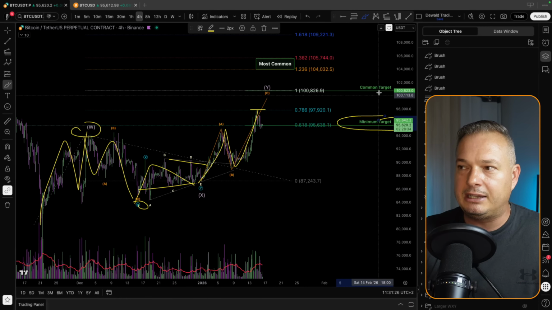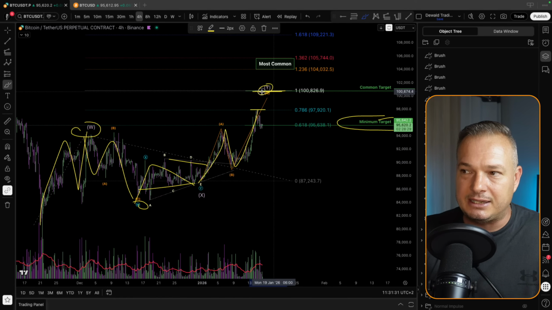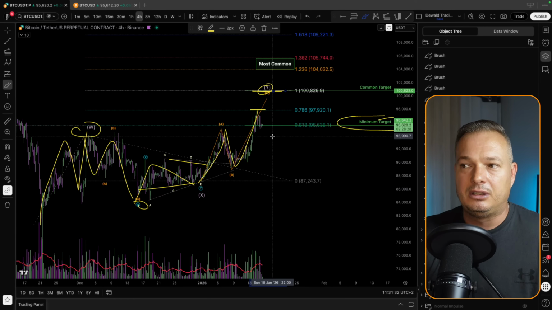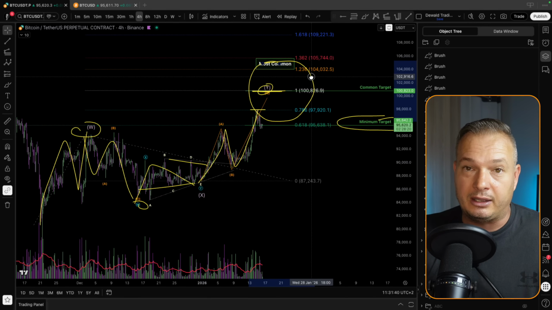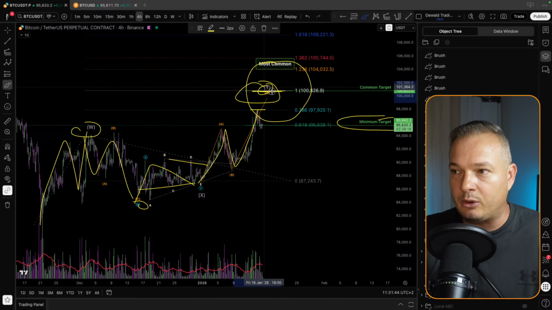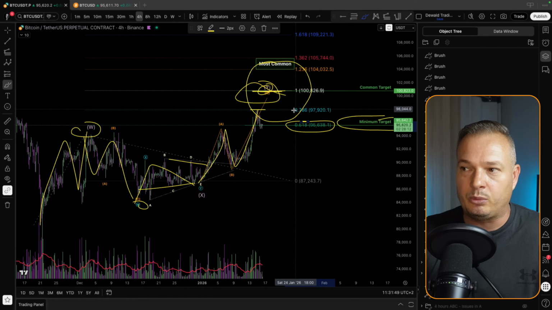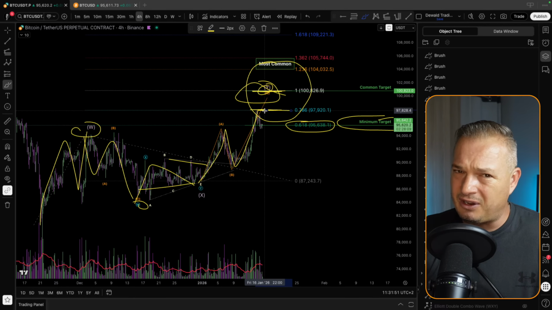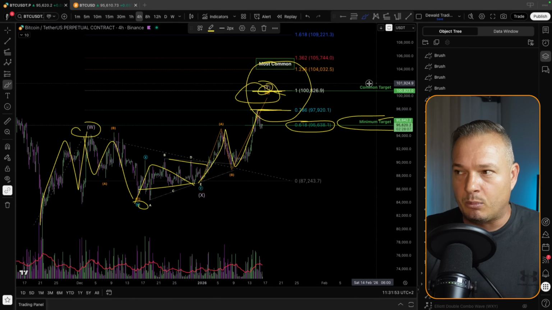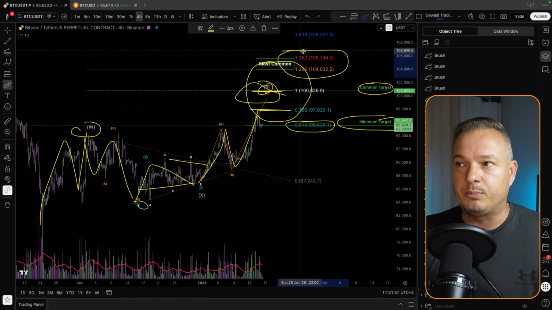Minimum target already claimed. The most common Y wave target is actually the 1-to-1 extension, but we are already inside of the Y wave target area. It can reject at any moment. It doesn't have to go higher. It's already in its target zone. The minimum target for your Y wave is the 0.618. We already smacked another target, which is not very common. The 1-to-1 is more common, and then the most common Y wave target is inside of this box.